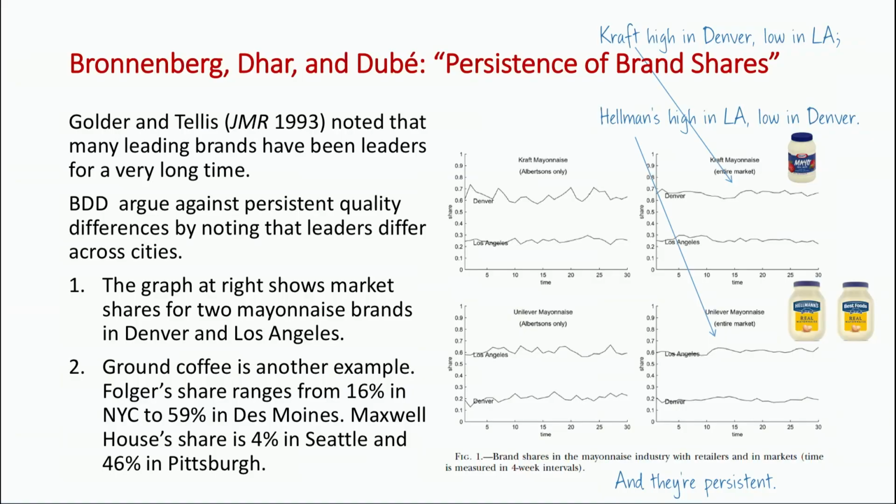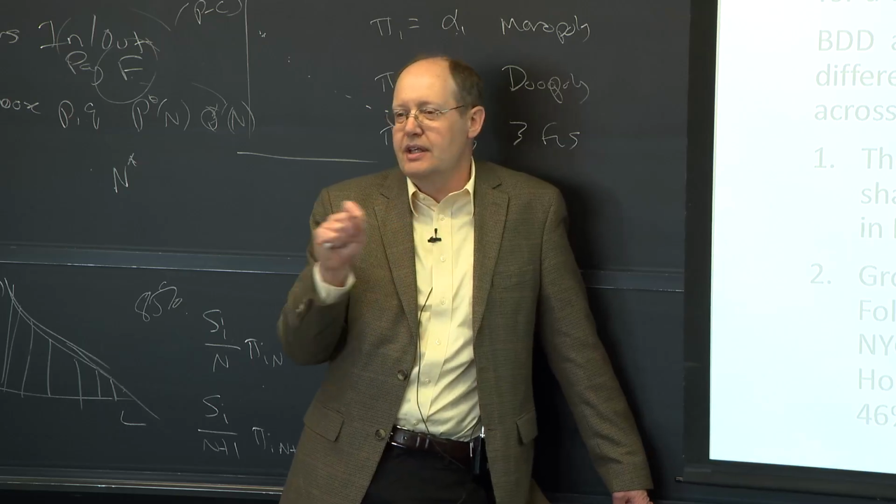If you look at ground coffee, I think it was another fairly undifferentiated product. I don't know if you guys are wealthy enough that you don't drink ground coffee and you go to Starbucks or whatever, but you buy that ground coffee in a can. I don't know how different the different cans are. But anyway, Folger's share ranges from 16% in New York to 59% in Des Moines, Iowa. Maxwell House's share is only 4% in Seattle, but it's 46% in Pittsburgh. And again, these shares seem to be persistent in the data.